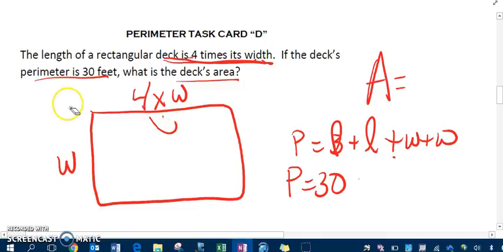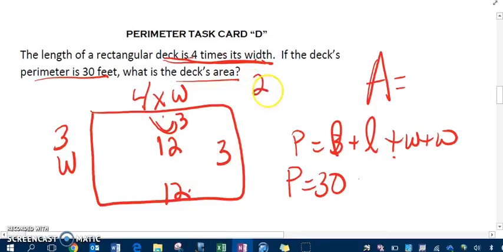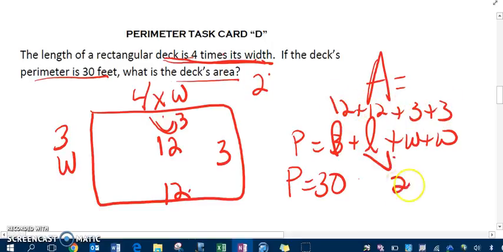So let's try a width of 3. If I put a 3 in for the width here, the length of this side would be 12. This side would be 12, this side would be 3. 12 and 12 is 24. So 12 plus 12 plus 3 plus 3. That's 24. That's 6. 24 plus 6 is in fact 30.